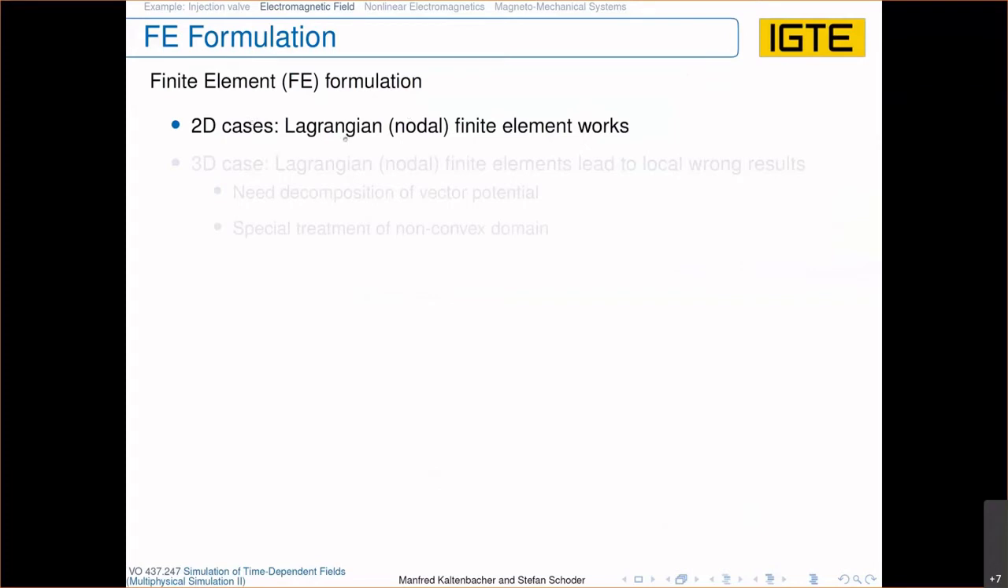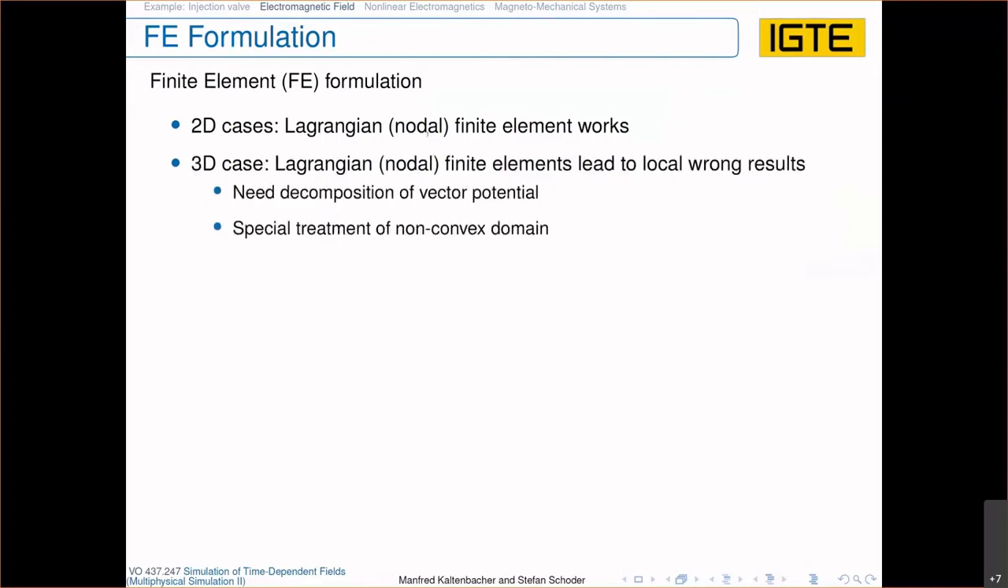We can use the standard finite elements, sometimes also called nodal finite elements, because the unknown, in our case the vector potential, is at the finite element nodes, and we use this standard approximation basis functions there. On the other hand, if you do this in the 3D case, then you really run into trouble, and you will see that you get at least locally wrong results. And that is very important to realize.